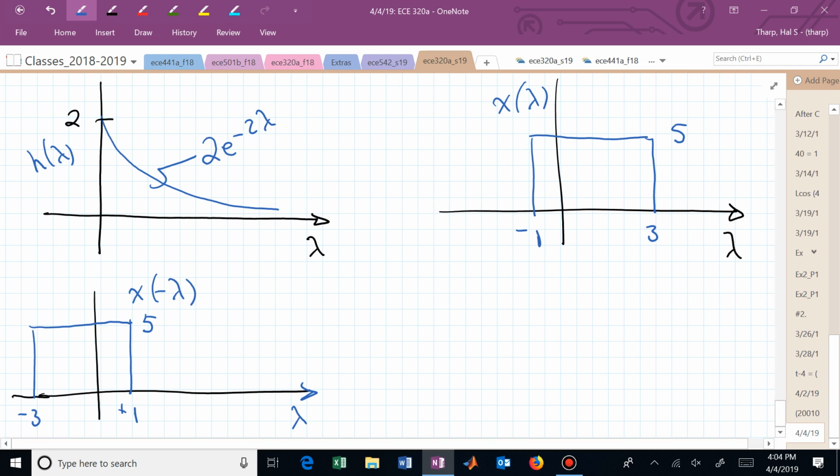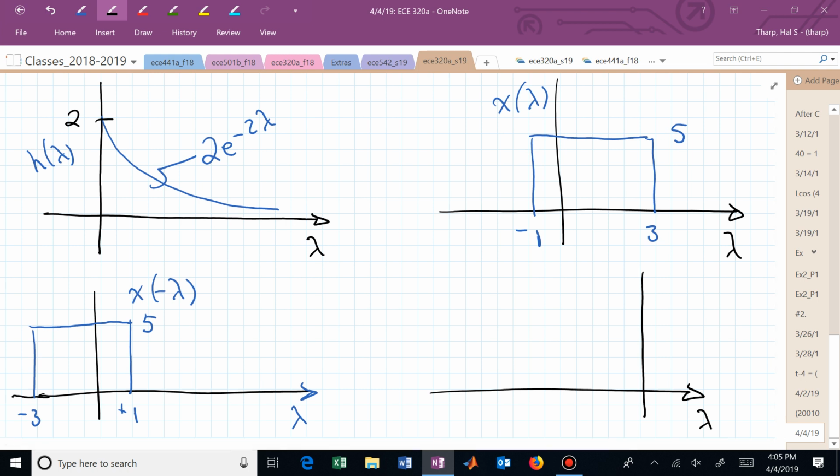Now we simply introduce the sliding variable, which is t. Lambda is our variable of integration. T is the one that we slide around, or use to slide x through h. Now let's create x of t minus lambda, and it's easier to just assume as you're sketching it to make t really negative in the sketch.